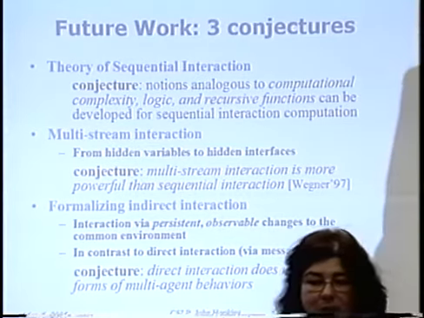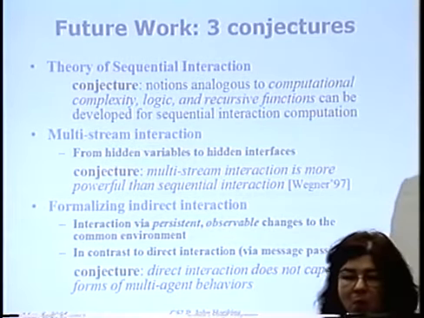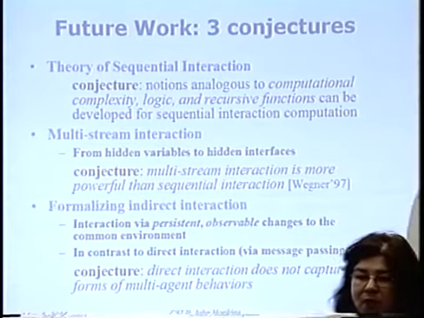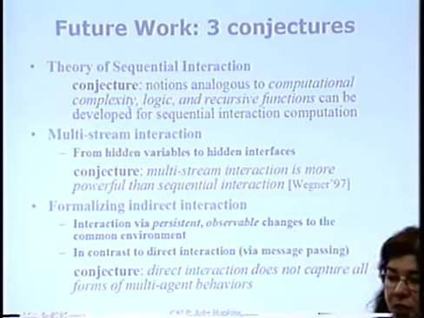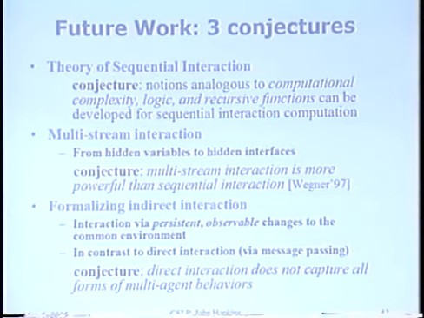Another conjecture is that multi-stream interaction, where you have multiple agents and multiple autonomous strings at once, is even more powerful than sequential interaction. This is actually Peter Wegner's conjecture. So I have not captured that notion of interaction.